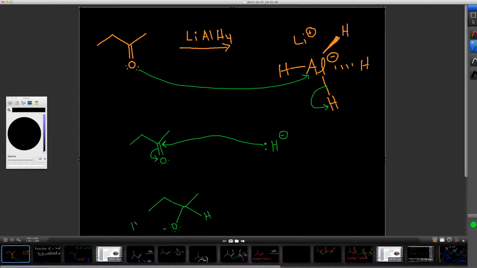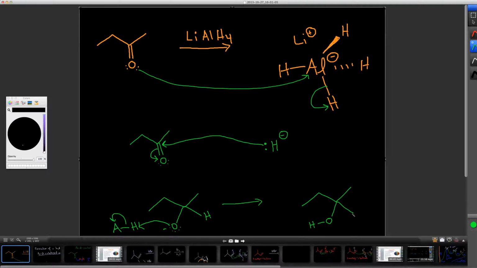And then of course, in the second step, I'll have a protic acid and we'll have a proton transfer that will yield our reduced product. Notice that we've gone from a ketone to an alcohol.